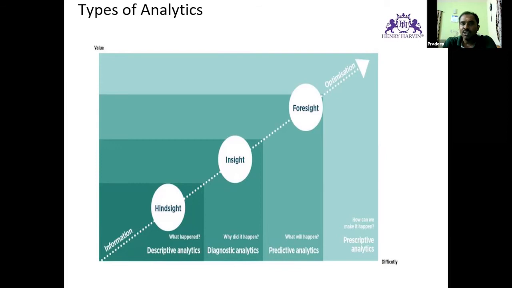Any idea what prescriptive analytics is? That can be considered the highest form of analytics. Based on these predictions, what should you be doing? What can be done? Great. Can you think about an example of prescriptive analytics?